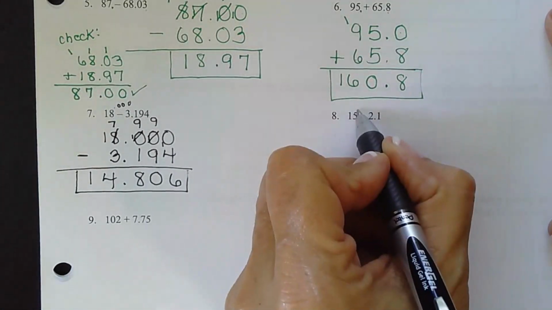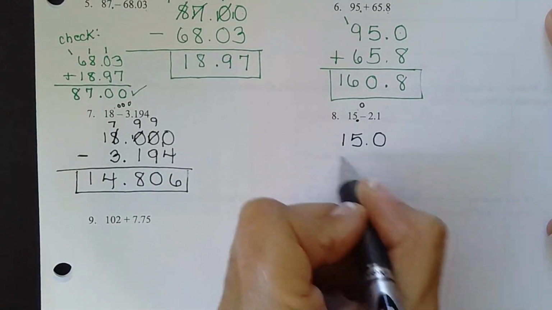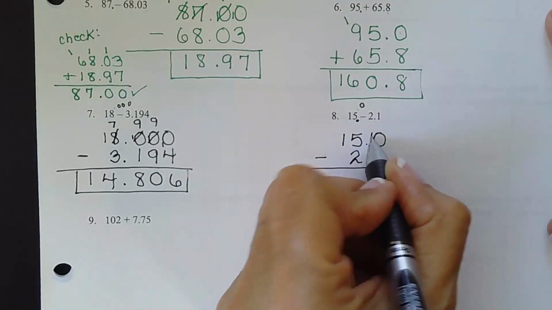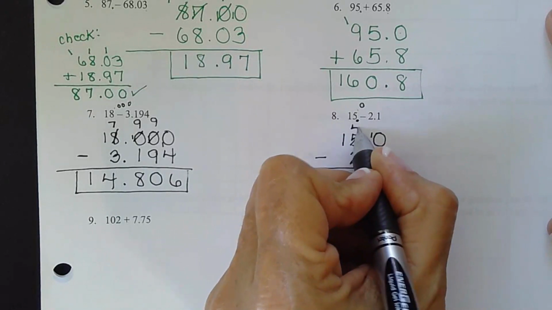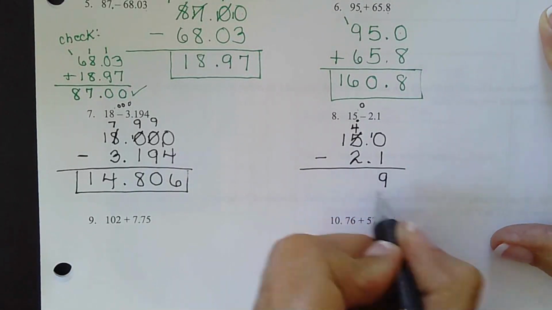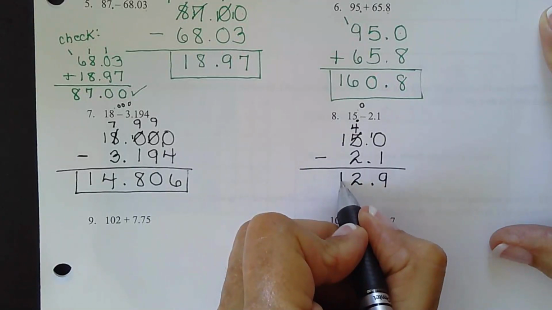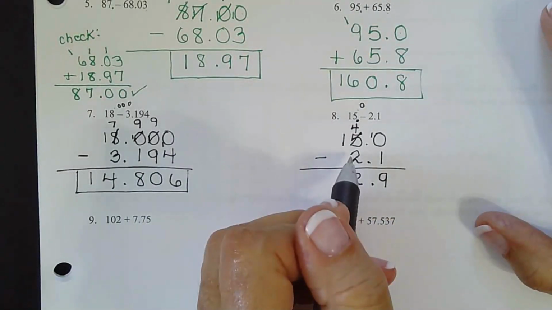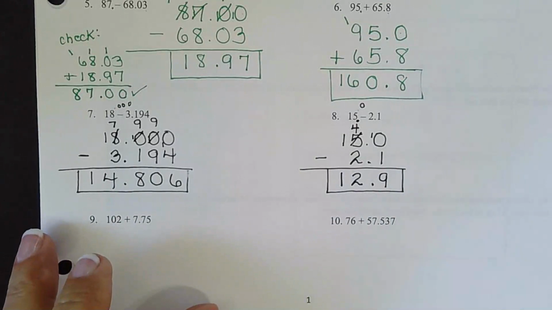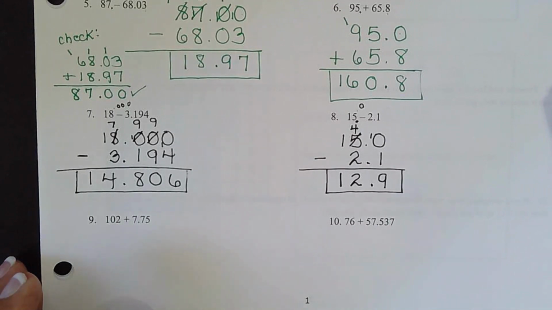Okay, this one just needs 1 decimal place, so 15's decimals at the end, so 15.0 minus 2.1. 10, 5, make it a 4, borrow 1 to make that 10, so 10 minus 1 is 9, decimal straight down, 4 minus 2 is 2, and 1. 12.9, 13.9, 14.9, 15. I just checked it in my head. So that would be read 12 and 9 tenths.